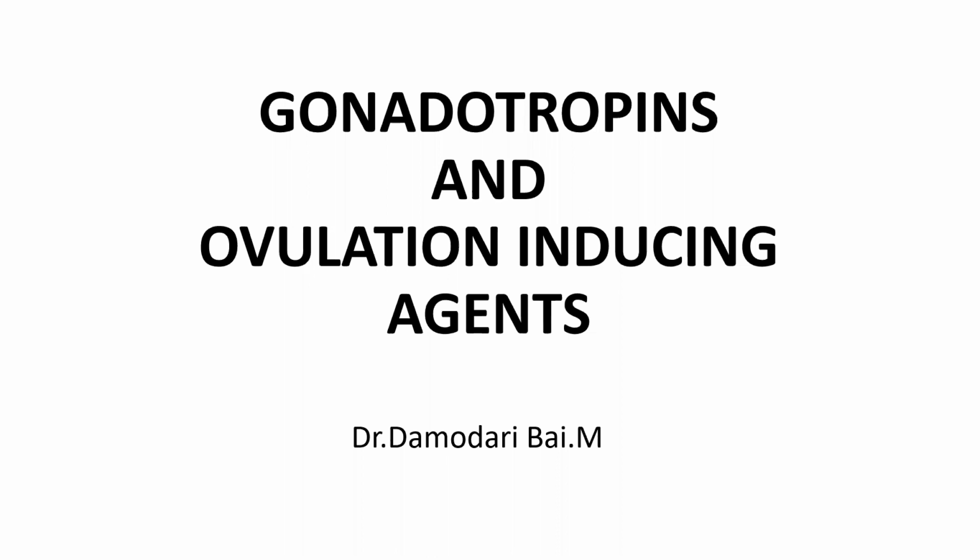Today's topic is gonadotropins and ovulation inducing agents. Gonadotropins are the hormones secreted by the anterior pituitary, and these are follicular stimulating hormone and luteinizing hormone. And these have their effects on the gonads. They are called gonadotropins because without gonadotropins, the functions of the gonads will cease.